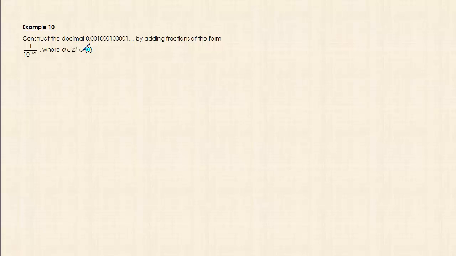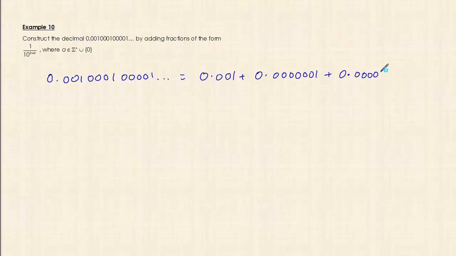We want to construct the decimal 0.001, 0001, 00001, and so on by adding fractions of the form 10 to the power of something, where a is a positive integer or 0. So let's just look at our 0.001, 0001, 00001, and so on. That's equal to 0.001 plus 0.0000001, and then we have 0. We need 1, 2, 3, 4, 5, 6, 7, 8, 9, 10, 11 zeros. And a 1, and so on.